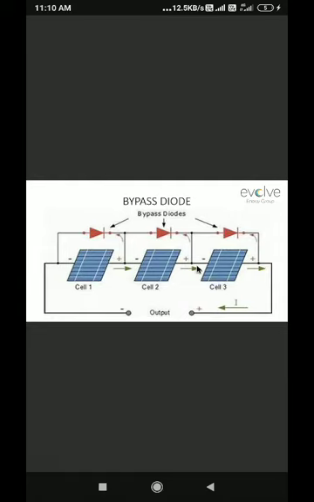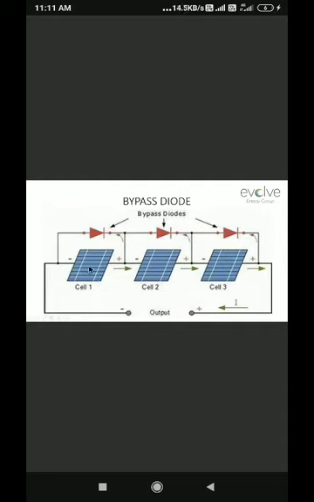See, there are three cells arranged electrically in a series fashion. That is, the positive of this cell is connected to the negative of this cell, and the positive of this cell is connected to the negative of the third cell. Similarly, from the third cell positive and the first cell negative, I have installed diodes in three stages, that is, parallel to every cell. Similarly, parallel to every cell.